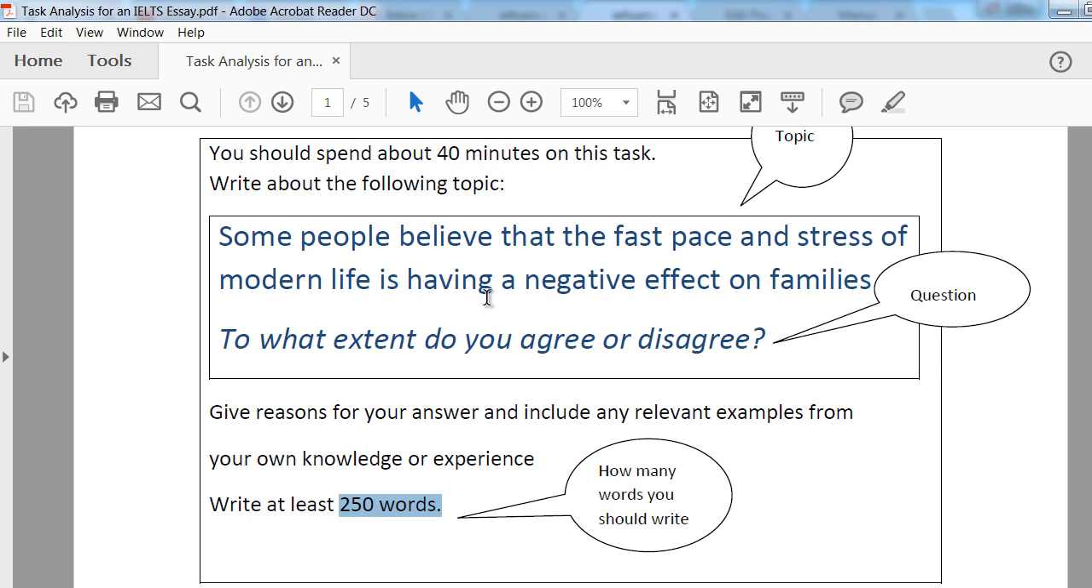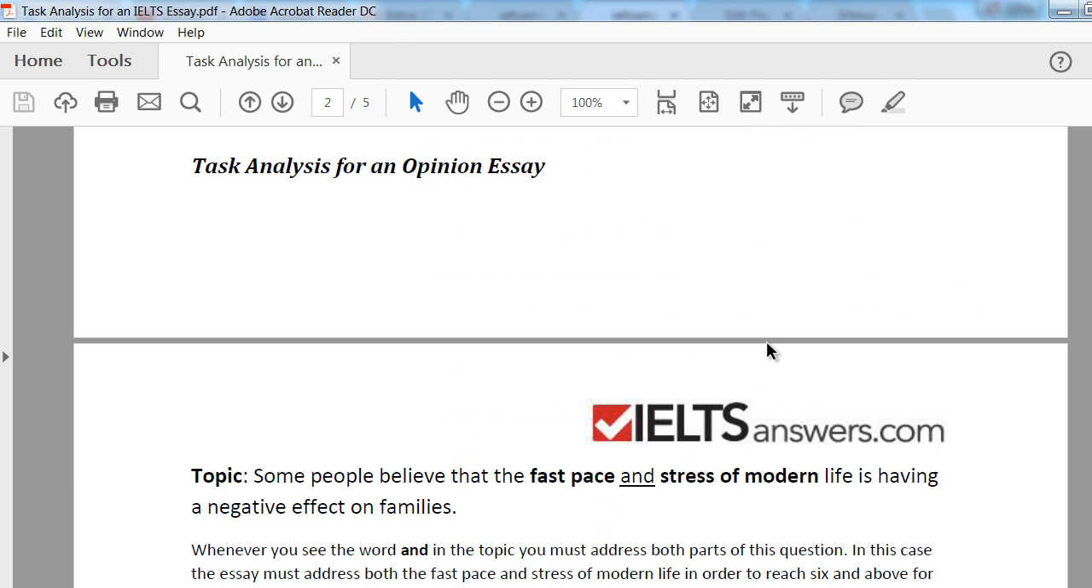Okay, and then the key thing that I want to talk about today is how, when we have the task instructions, we have a topic, which is here. Some people believe that the fast pace and stress of modern life is having a negative effect on families. So we have a topic, and then we have a question. In this case, it's to what extent do you agree or disagree? So this is what you have to say about the topic.